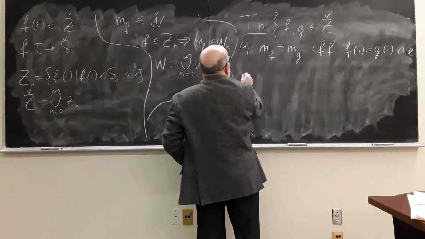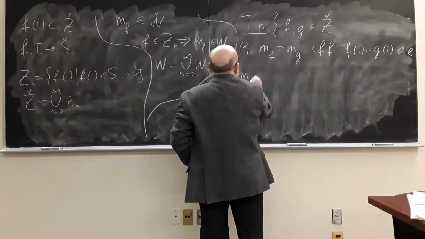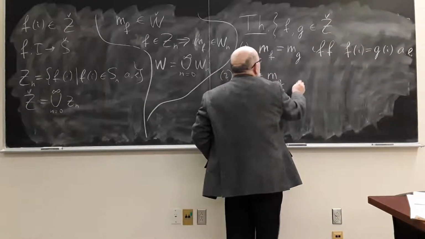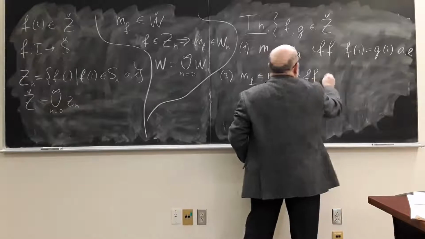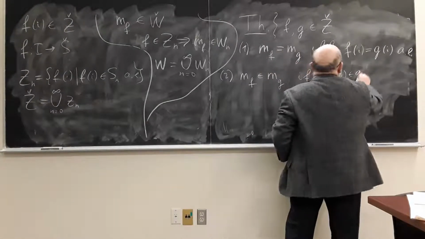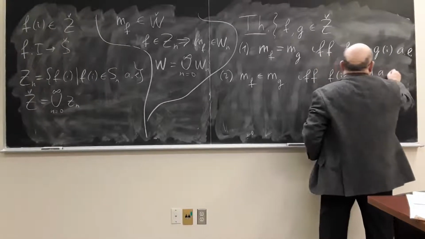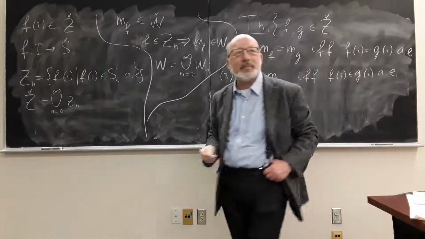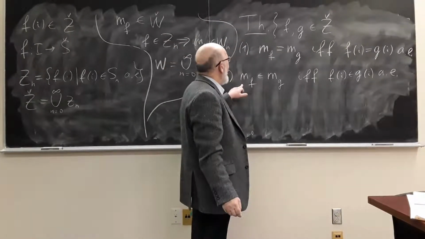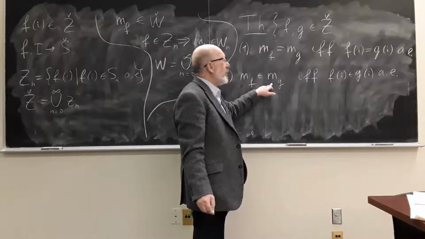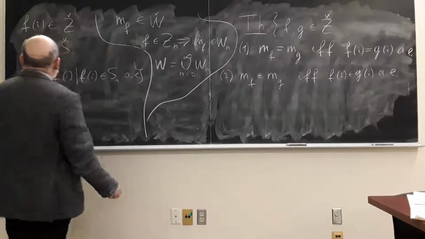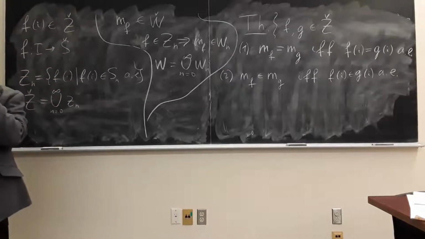Second, MF is an element of MG if and only if F of I is an element of G of I almost everywhere. So let us look at this. MF and MG, by our definition, if you look at the definition which was here, are sets.